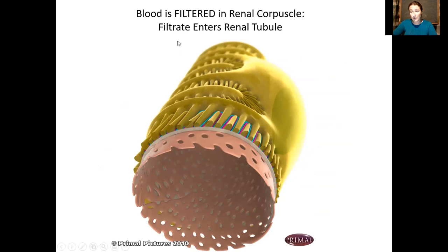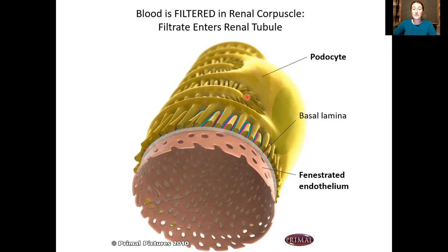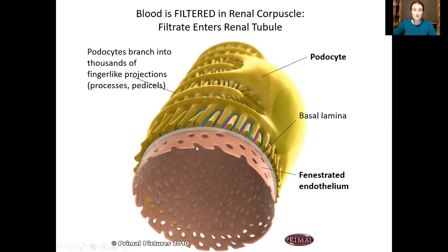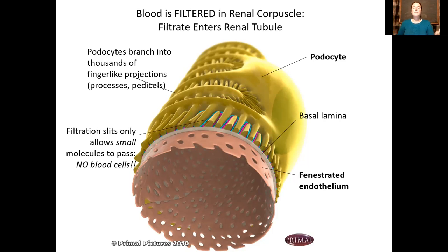Blood is filtered in the renal corpuscle from the blood, right, which is in here, across the fenestrated endothelium of the capillaries, right, the glomerular capillaries. So these little holes are part of the capillary membrane, the basal lamina, and of course the podocytes, which have these little filtration slits between them. Okay, the filtration slits again only allow small-ish molecules to pass. Okay, so bigger than what you would get like in your skeletal muscles, for example, but still relatively small.